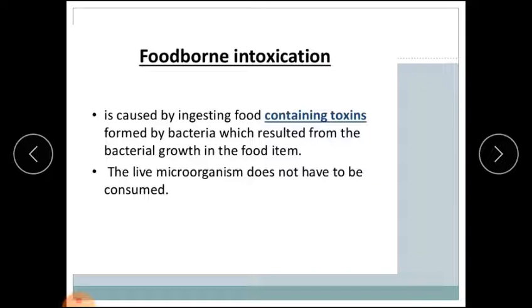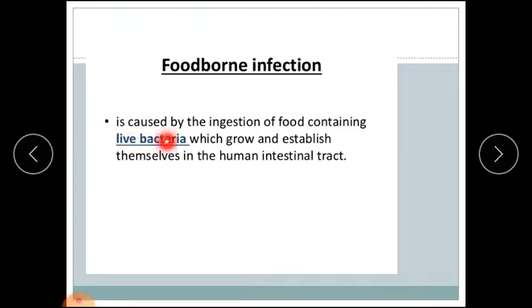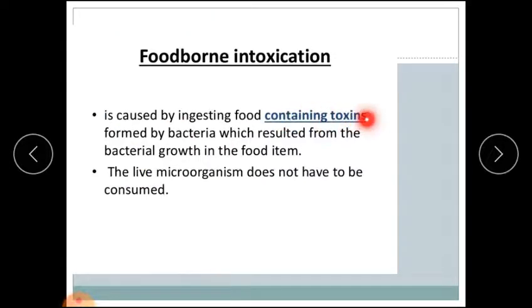Suppose there are two foods. One food contains microorganisms, and those microorganisms have produced toxin. When a person eats such food, it leads to food intoxication. And if a food contains only microorganisms, no toxin, then when such food is eaten by a human being, it results in food infection. So only remember: live bacteria for infection, and toxin for intoxication.